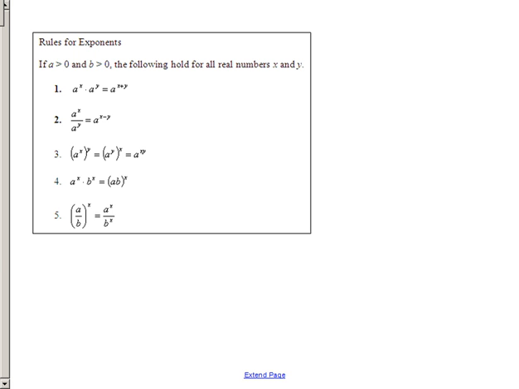Lastly, number 4, if you have a raised to the x times b raised to the x, it's the same thing as taking a times b to the x, all raised to the x. Usually we do that in the reverse order. For 5, if it's a over b raised to the x, you need to know that the numerator is raised to the exponent and the denominator is raised to the exponent.